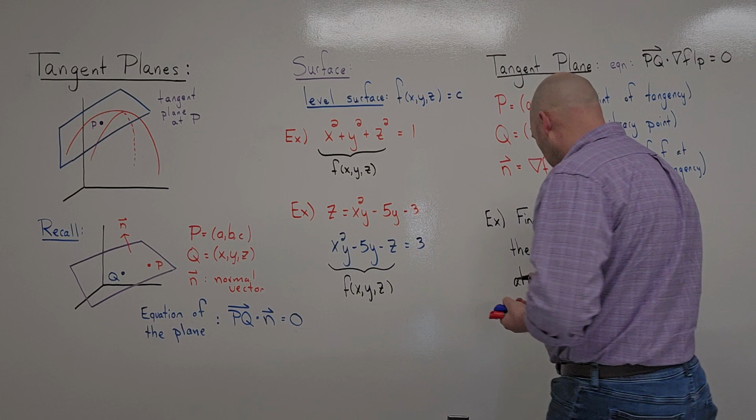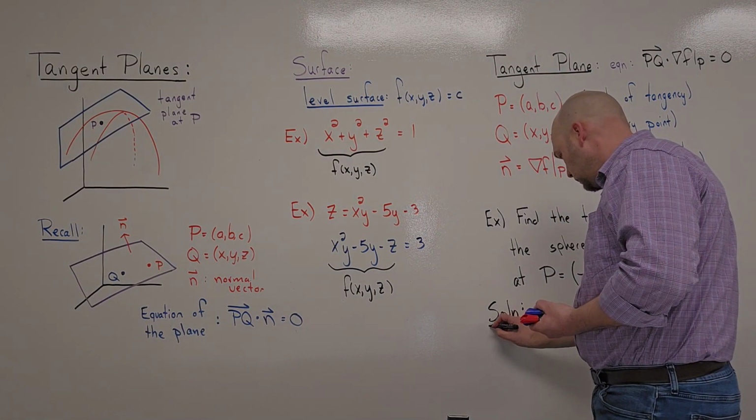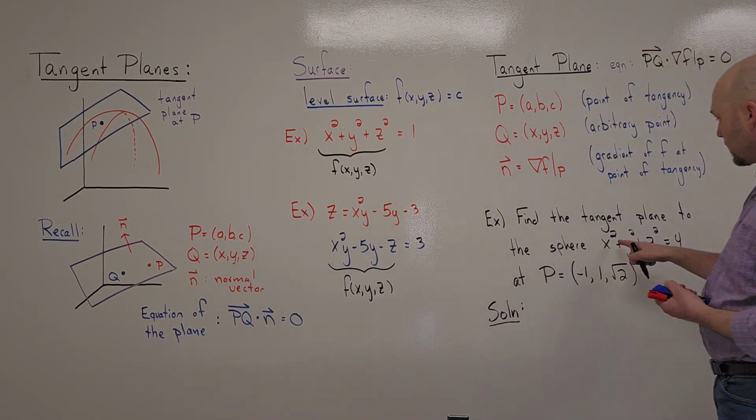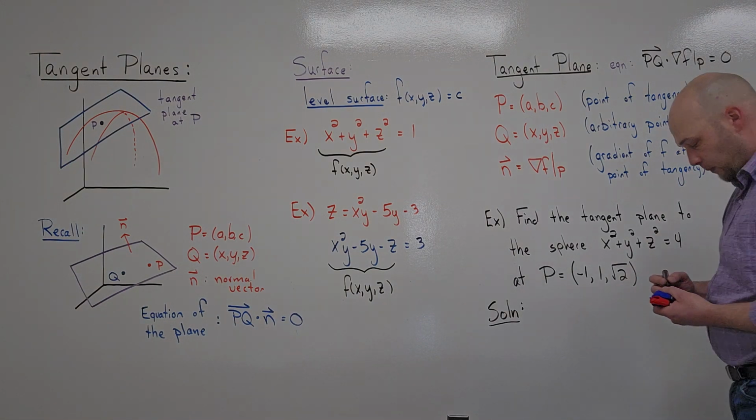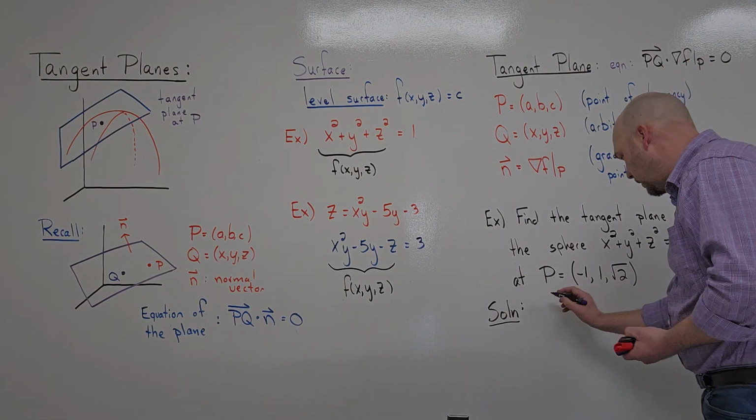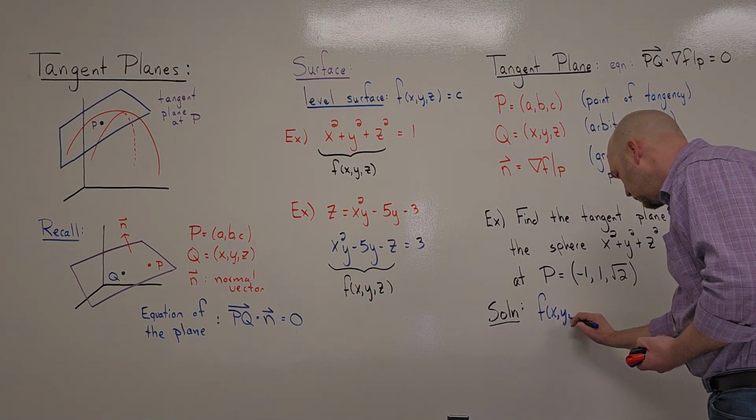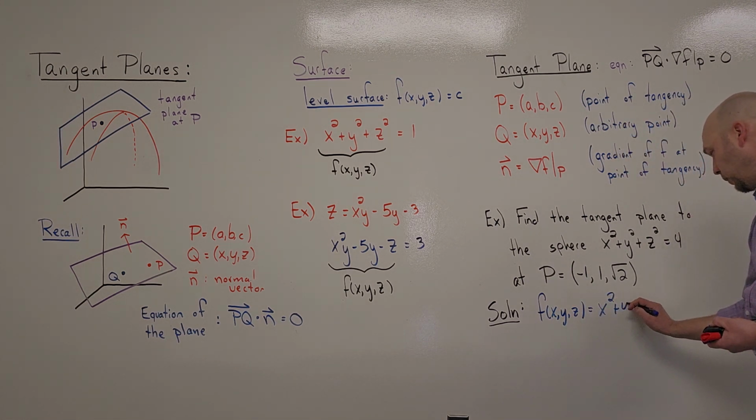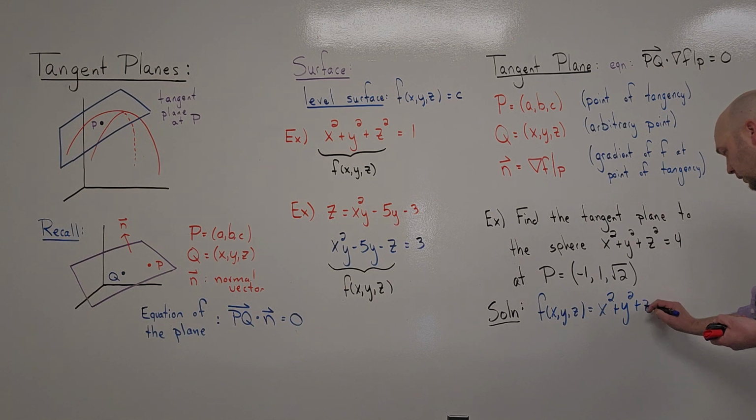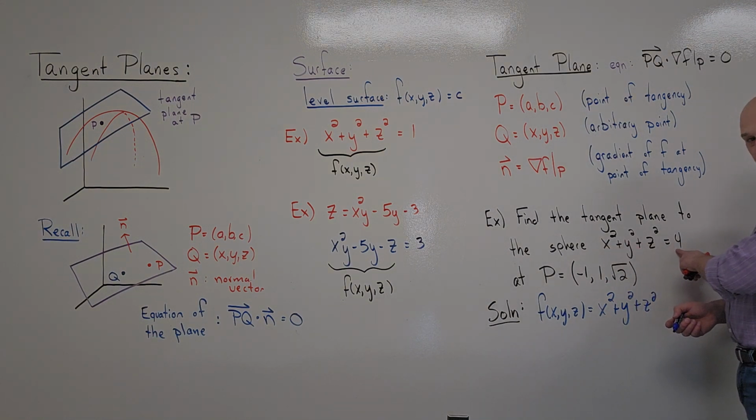Okay, so solution. In this case, I'm looking at the tangent plane to the sphere centered on the origin of radius 2. Remember that your f of x, y, z in this case is given by x squared plus y squared plus z squared. So in other words, our level surface is that function equal to 4.